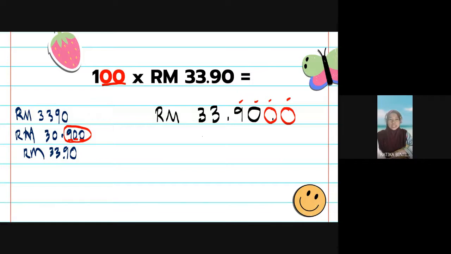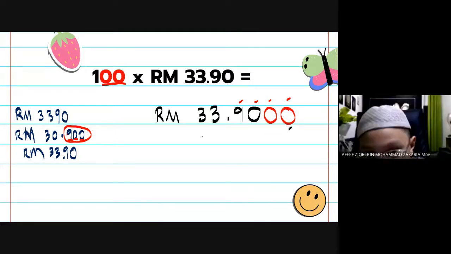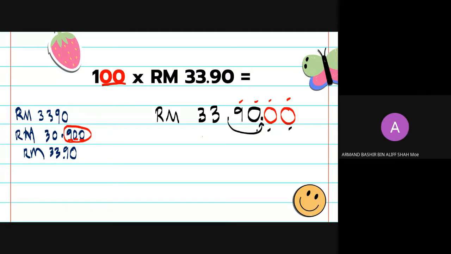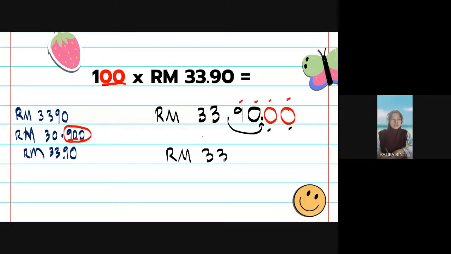Berapa digit perlu ada di belakang tu? Sen. 2 saja kan? So you move. This is 1, this is 2. So you move the decimal point to here. So the answer is 3,390 ringgit. This is correct. Sebabnya sen dekat belakang tu 00, so kalau tak tulis pun tidak mengapa. Okay? Yang ini 30,930. Sedangkan dekat sini 33. How come ada 30? Ini ada lain soalan dah tu.